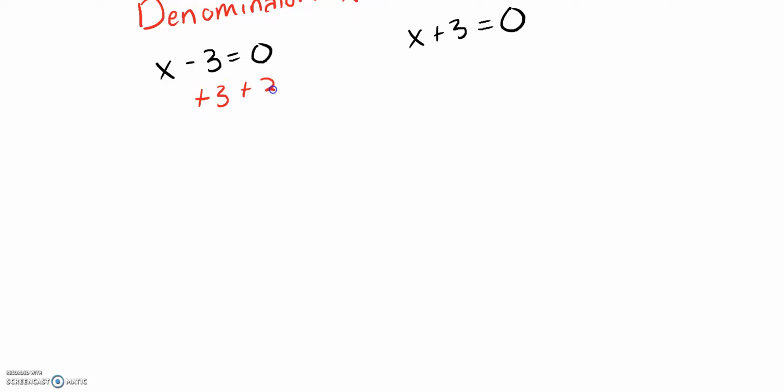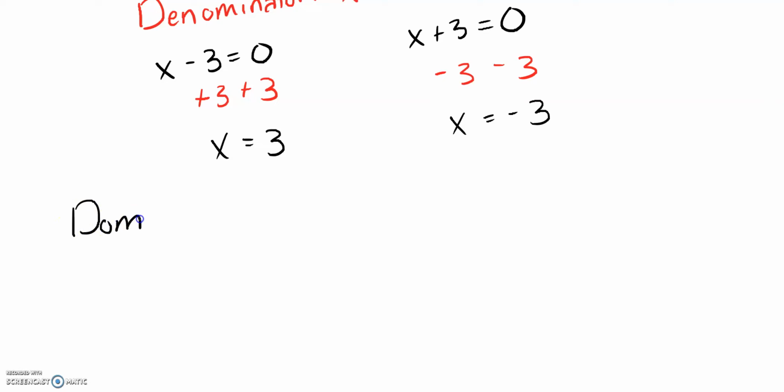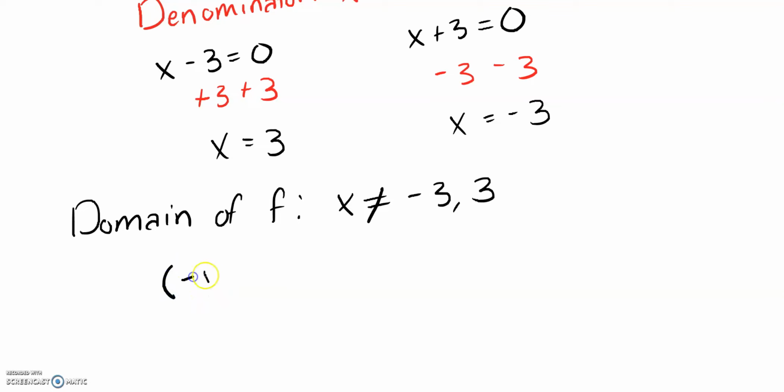So add 3 to both sides. This one becomes x equals 3. Subtract 3 from both sides on this next one. And we have x equals negative 3. Now, with domain, so the domain of f, we're basically trying to say x cannot be negative 3 or 3. Which, in interval notation, is going to look something like this.